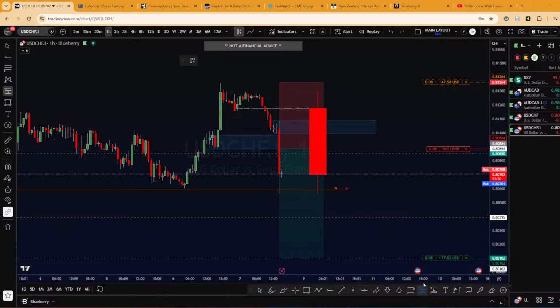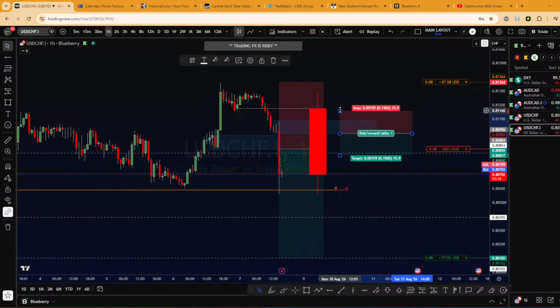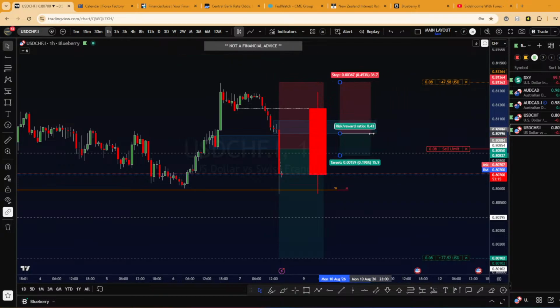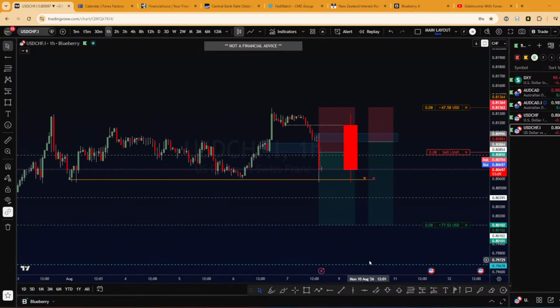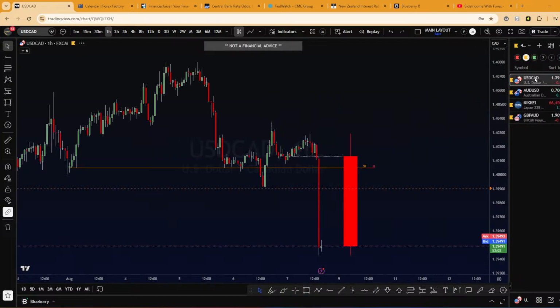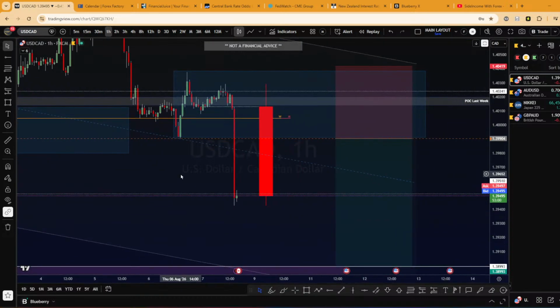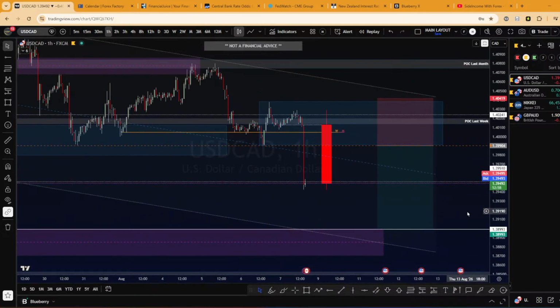It's my first entry, my second entry. If price retraces even higher, it will be around here, targeting the same target. Okay. Now, USD CAD. So USD CAD, yes, we are dropping.